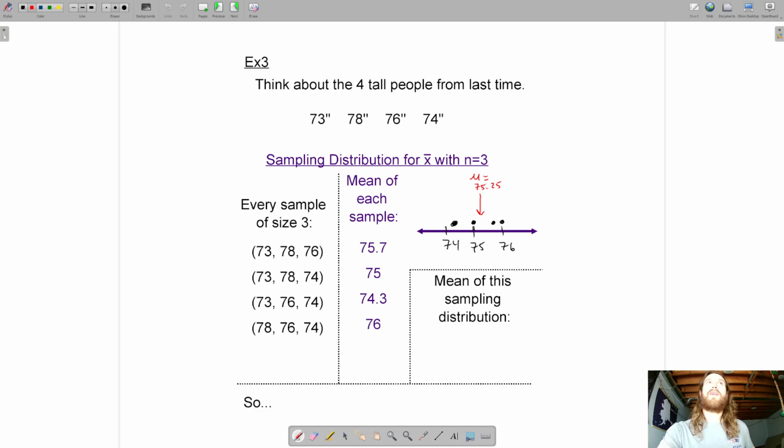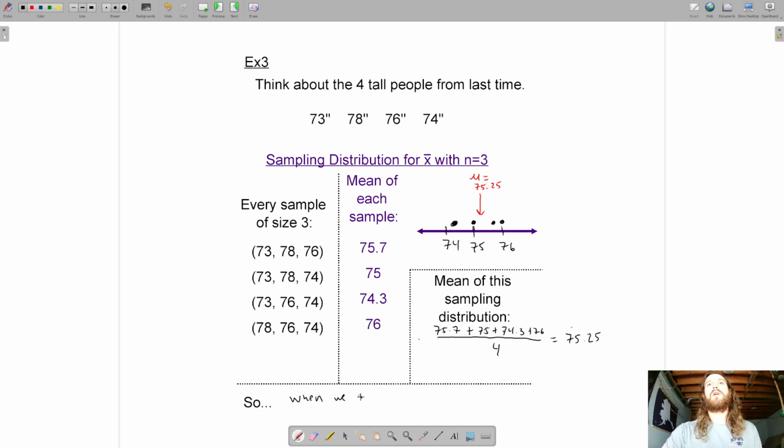But if you do the math with sample size of 3, and this time we do 75.7 plus 75 plus 74.3 plus 76, and we divide that by 4, and we find what the mean of this sampling distribution is. Guess what it is? It's 75.25. So what's to be learned from this? When we increase the sample size, that is going to decrease the variability of the sampling distribution. Well, there's a no-brainer there. I wanted you to see it with the physical calculations. I know I've mentioned it before.